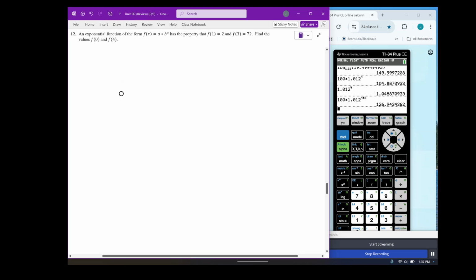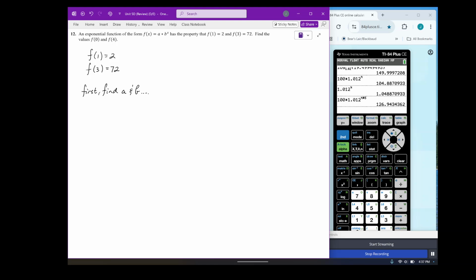In number 12, it's another curve fitting problem. The wording's a little disguised in a way. They tell you f of 1 equals 2 and f of 3 equals 72, and we need to find f of 0 and f of 4. Really, what we need to do first is find a and b. And these should feel like a couple of problems that came up earlier.